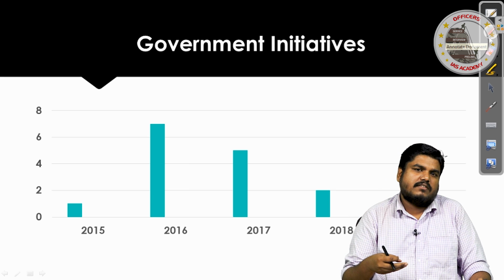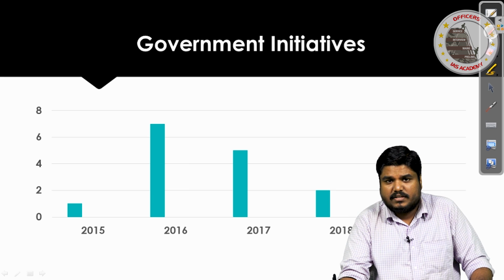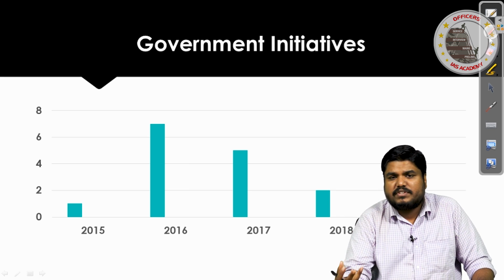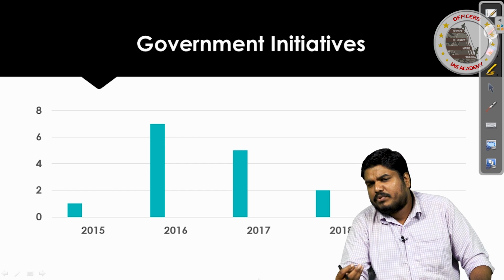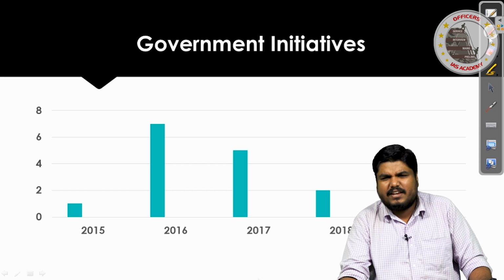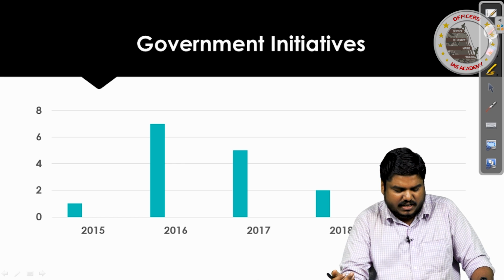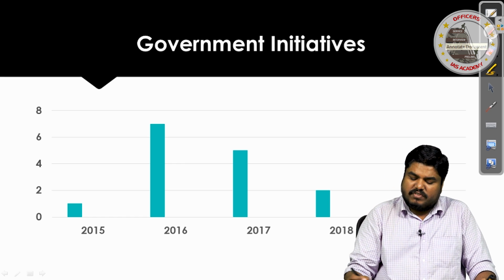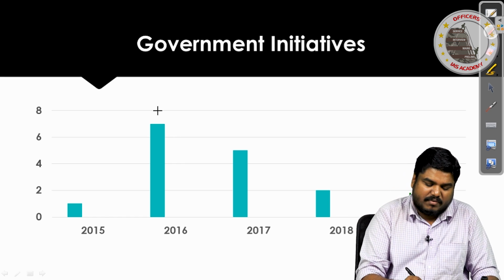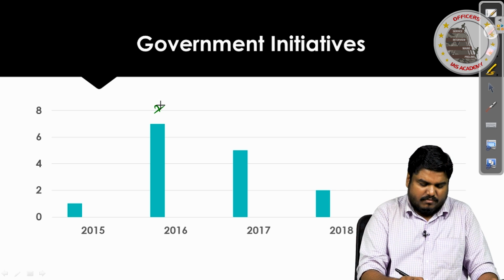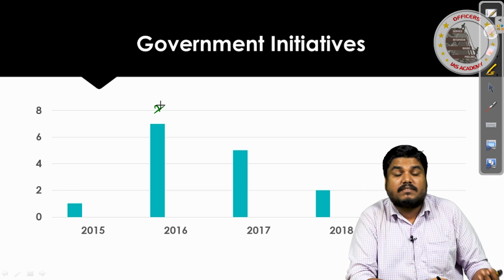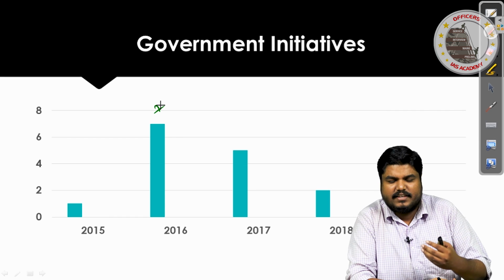So, anything which government comes up with for either to improve the efficiency of governance or to improve the delivery of services, any initiative, anything new which government initiates, I am bringing it under government initiatives. Here the minimum number of questions asked is 1, maximum number of questions asked is almost 7. In schemes, the maximum number of questions asked is 6, here it is 7.